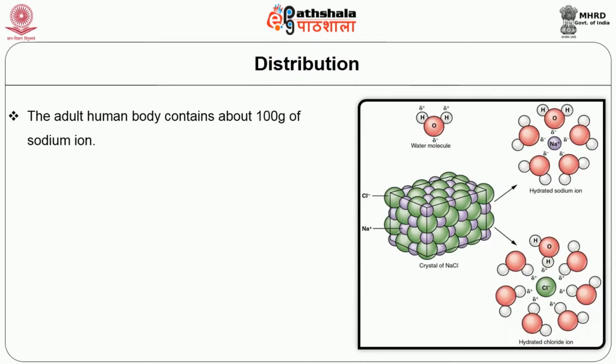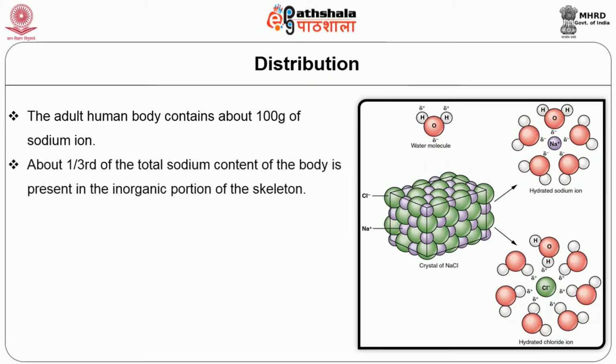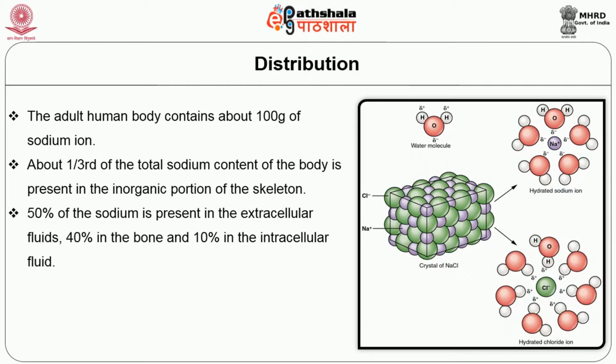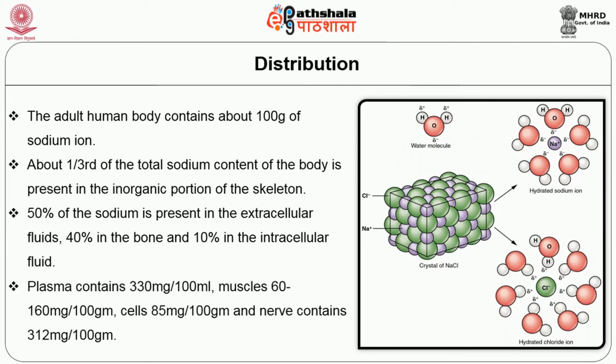Coming to distribution. The adult human body contains about 100 grams of sodium ion. About one third of the total sodium content of the body is present in the inorganic portion of the skeleton. 50% of the sodium is present in the extracellular fluids, 40% in the bone and 10% in the intracellular fluid. Plasma contains 330 mg per 100 ml, muscles 60 to 160 mg per 100 gram, cells 85 mg and nerve contains 312 mg per 100 gram.